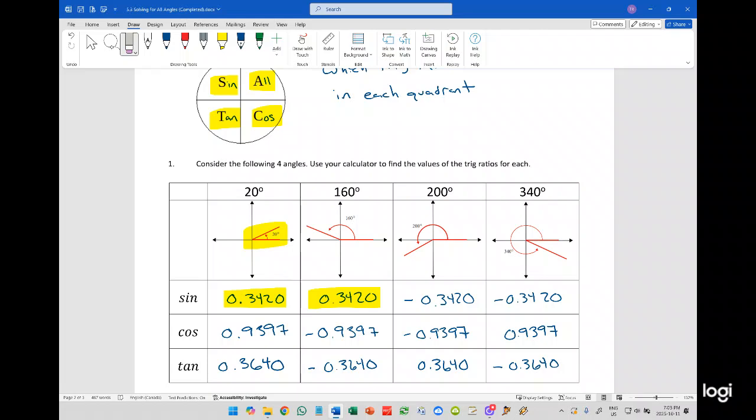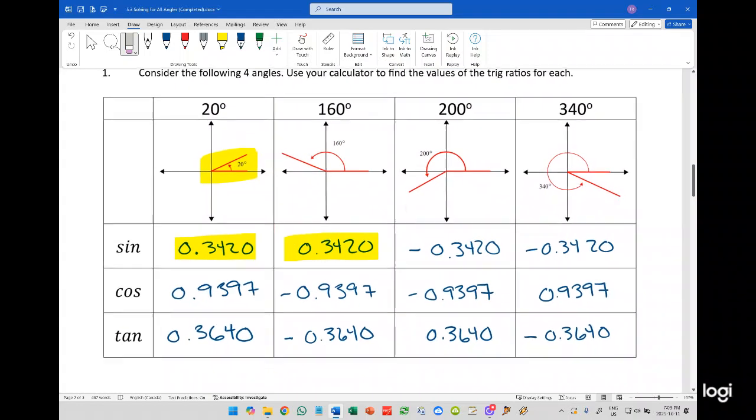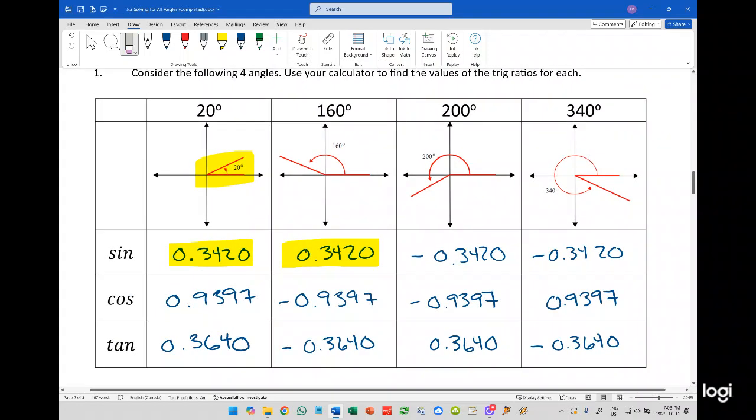Now, what I want you to notice about all 4 of these angles that I gave you, the 20, 160, 200, and 340, is that they're not coincidental. They're not just random 4 angles. The first one is 20 degrees. That's 20 degrees measured counterclockwise from the positive x-axis. The second one, 160 degrees, is actually the same thing. It's 20 degrees, but it's measured 20 degrees clockwise from the negative x-axis. This one here is 20 degrees there.